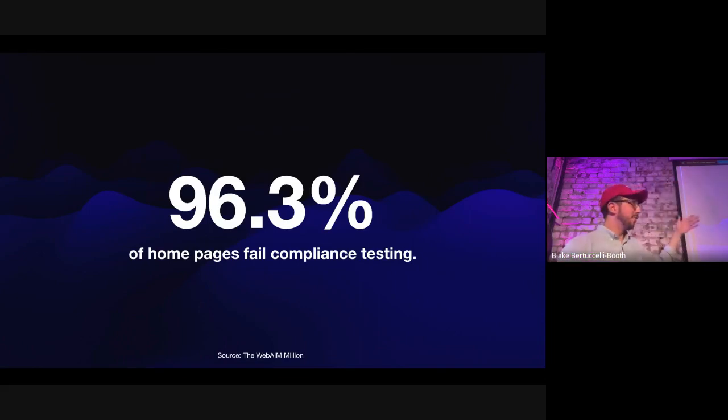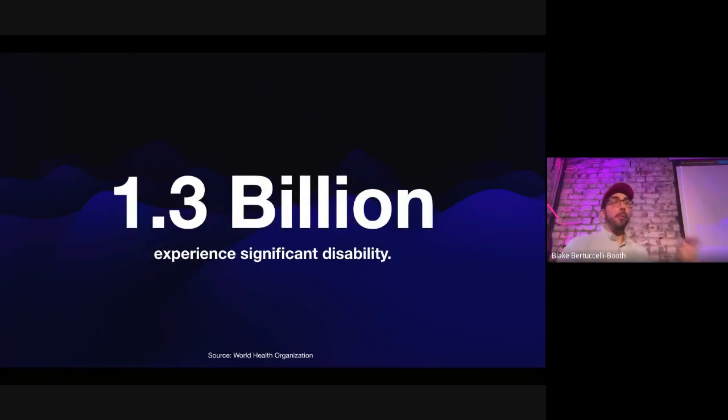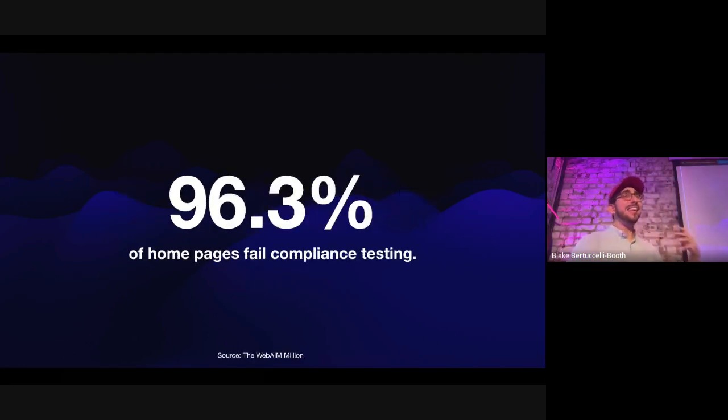Still today, one of the best statistics that I have is 96.3% of homepages, and this is the million most popular homepages, fail web compliance testing. 96.3%. That's huge. So if you think about, there's 1.3 billion people who experience disabilities, and 96.3% of the World Wide Web, or of the million most popular pages, fails compliance testing. That is an amazingly neglected problem.